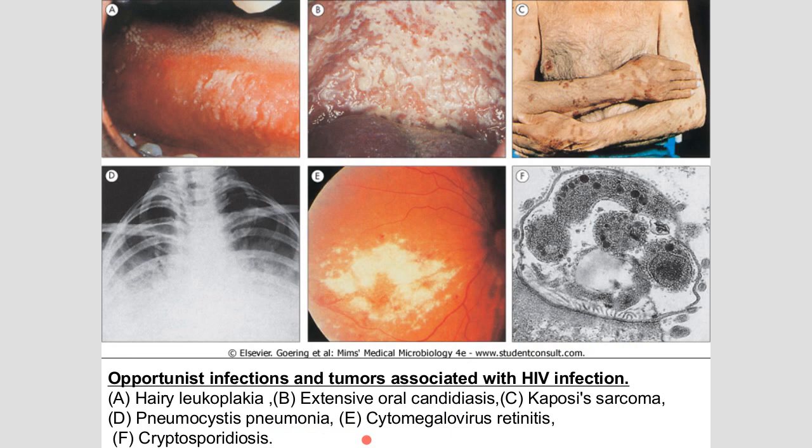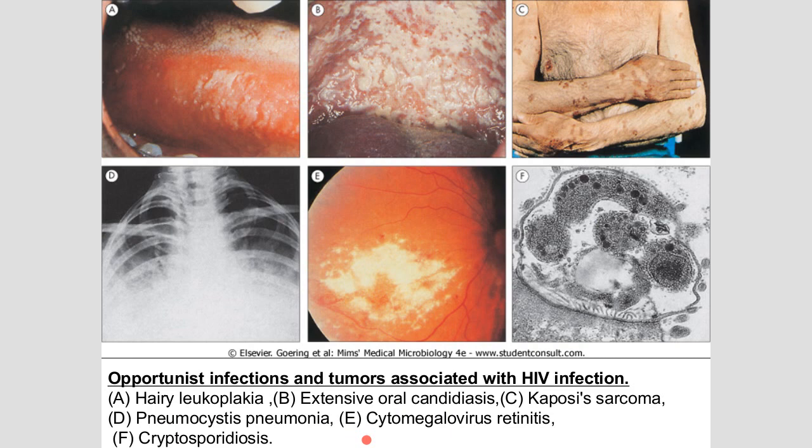So these are some of the opportunistic infections associated with HIV infection. You can see A is hairy leukoplakia on the tongue. B is extensive oral candidiasis, which is a fungal infection. C is Kaposi's sarcoma. Number 4 is Pneumocystis pneumonia. Number 5 is cytomegalovirus retinitis. And then we have cryptosporidiosis.